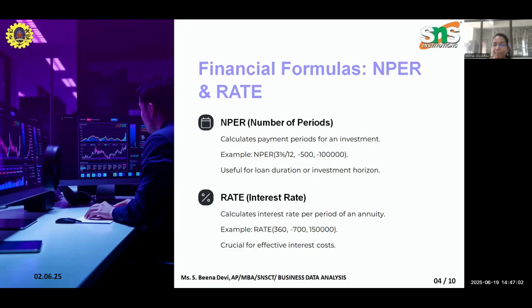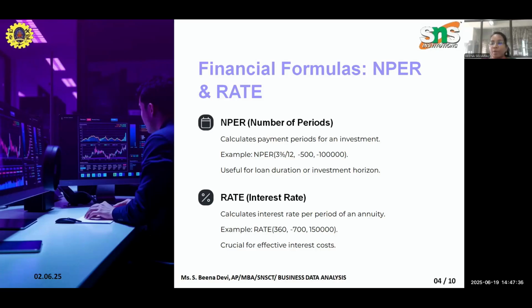Next, what is meant by NPER? NPER denotes the number of periods. So what is this number of periods? For how long you are going to repay the loan amount, that will be given by the NPER, the number of periods. It calculates payment periods for an investment. For example, given the rate of interest, your present value and the EMI value, you can find how long the loan duration or the investment horizon will be. That is given by the NPER calculation.